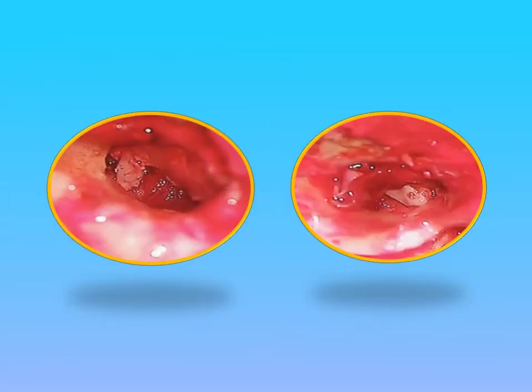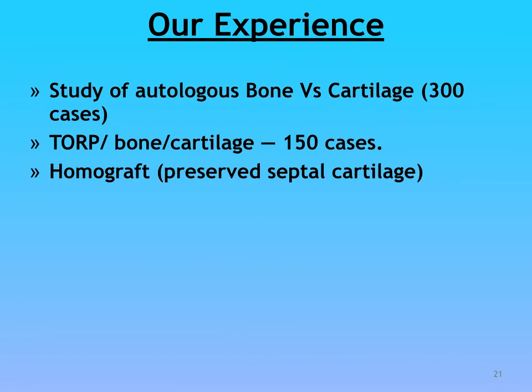This picture shows ossiculoplasty using cortical bone. Second one is the malleus stapes assembly using ossicles. These are ossiculoplasties using cartilage. We have some experience from a study of autologous bone versus cartilage in 300 cases, where we got a very good result with the bone. Second, TORP with bone and cartilage in 150 cases, we got good results with the bone. And TORP where stapes superstructure is absent. We are also doing homologous graft or homograft of septal cartilage with very good hearing results.